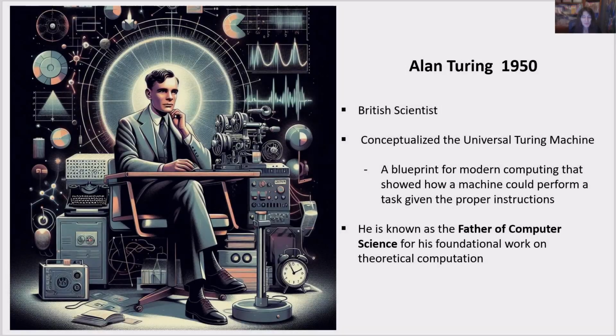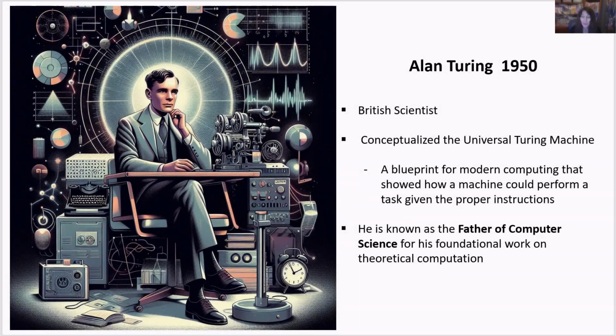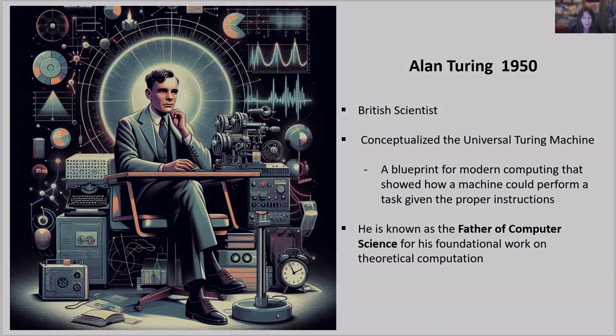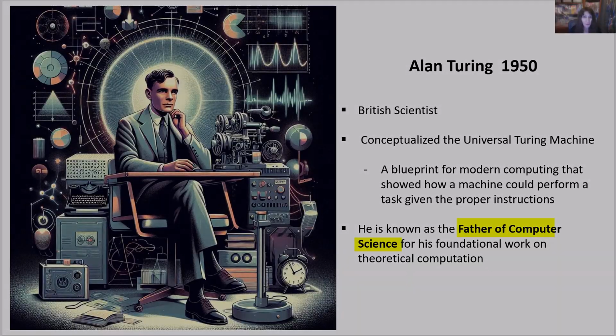In the 1950s, Alan Turing, a British scientist, conceptualized the universal Turing machine. This was a blueprint for modern computing that showed how a machine could perform tasks given the proper instructions. Prior to this, most computing was pretty much basic calculations. Alan Turing has been known as the father of computer science for his foundational work on theoretical computation.